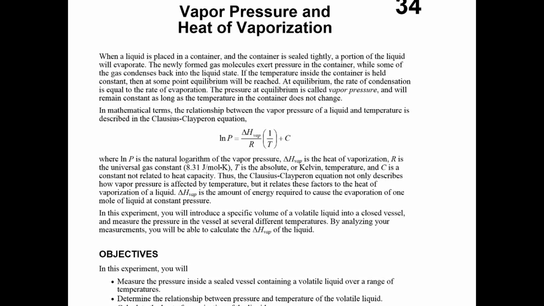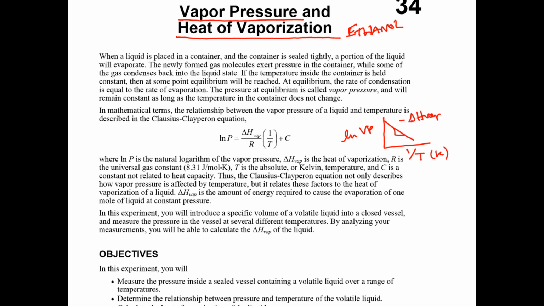Today we're going to talk about a lab where we will be measuring the vapor pressure of ethanol and then subsequently calculating the heat of vaporization by graphing, as we learned before, the natural log of vapor pressure versus 1 over temperature in Kelvin, and knowing that the slope of that line is going to equal negative heat of vaporization over R. So in order to do this, we need to have a way to gather information about the temperature and vapor pressure of ethanol.